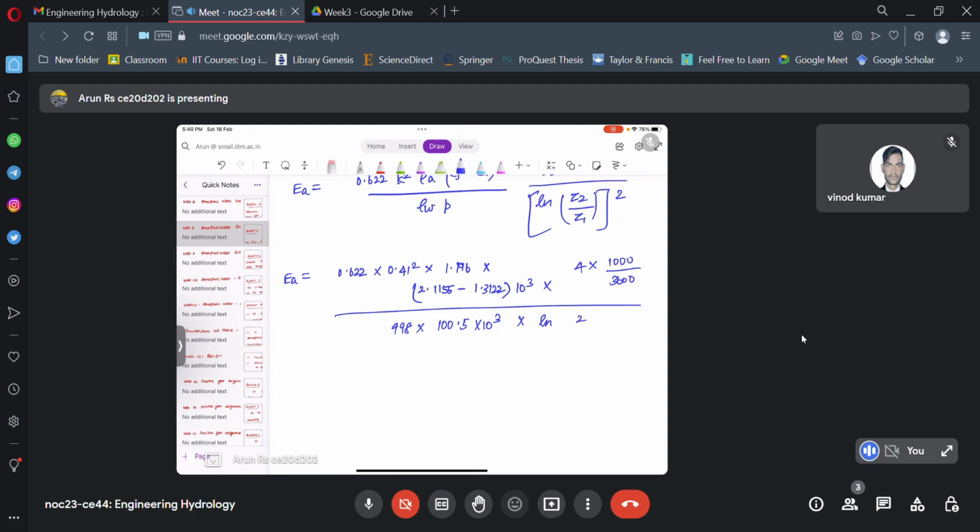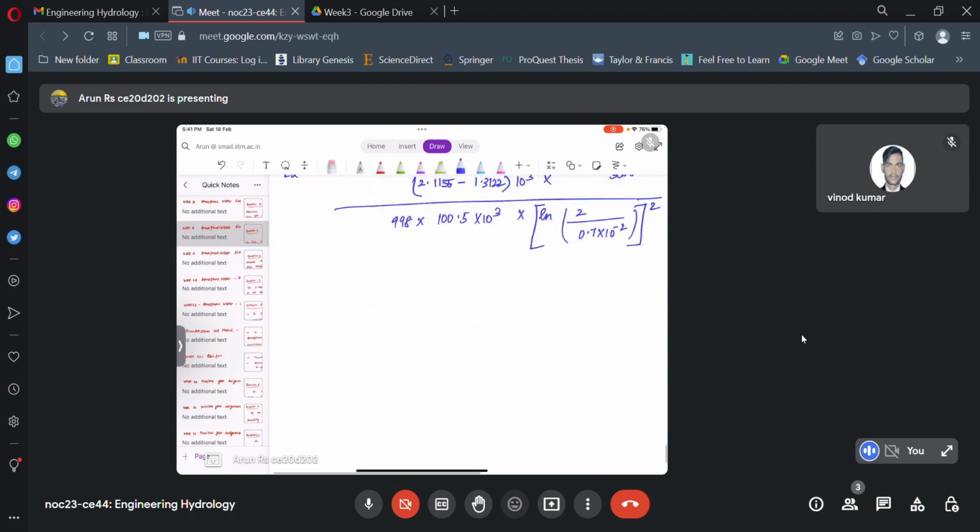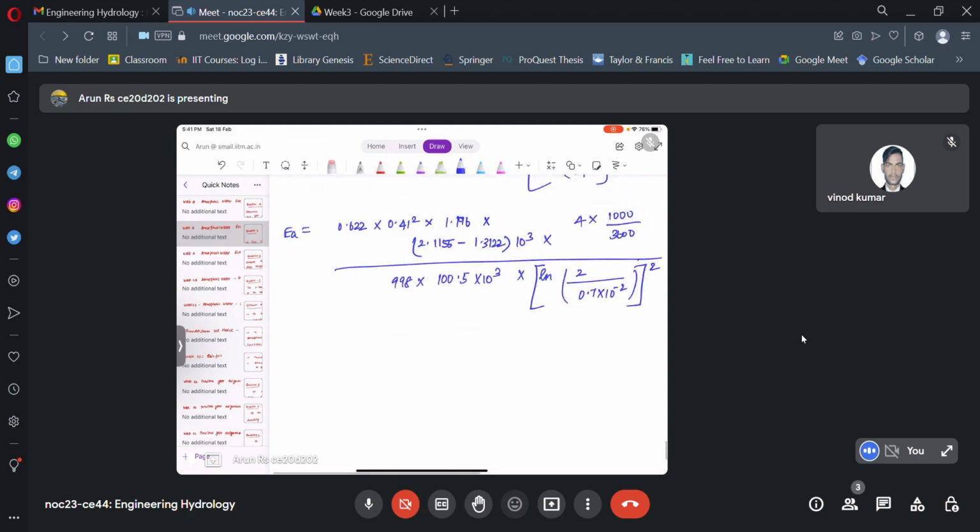So we are measuring the wind velocity at 2 meters above the ground, and Z1, the roughness height, is given as 0.7 centimeters in this question. Whole square. So if we evaluate, again we need to convert this. So if we do that, 3.497 into 10 to the power of minus 8, this is in meter per second, into 10 power 3 into 86400. EA will be 3.022 mm per day.